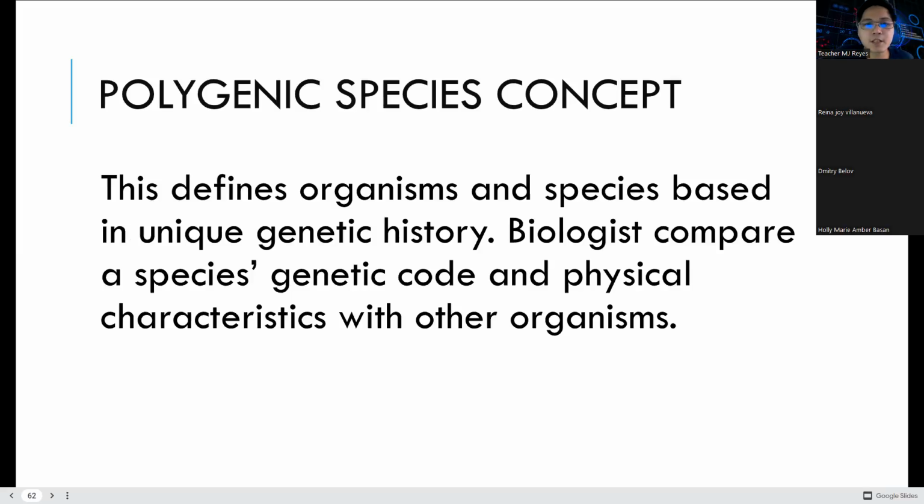Phylogenetic species: this identifies organisms and species based on unique genetic history. So we are now down to the genetic history of that particular species. Biologists compare species' genetic code and physical characteristics with other organisms. We're actually talking about a big circle, the entire pie, the entire genes, and classifying them according to their unique genetic history.